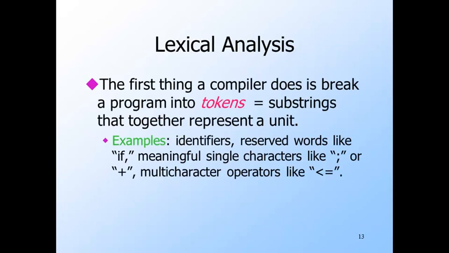Now let's talk a little bit about lexical analysis, the breaking of an input program into its basic units called tokens. For example, every identifier in a program is a token. Likewise, the reserved words like if or while are tokens. Many single characters are tokens by themselves. In typical programming languages, semicolon is a token used for separating statements, plus is a token indicating addition, less than is a token by itself indicating the less than comparison operator. There are also multi-character operators such as the less than or equal sign, which together indicate the less than or equal comparison.